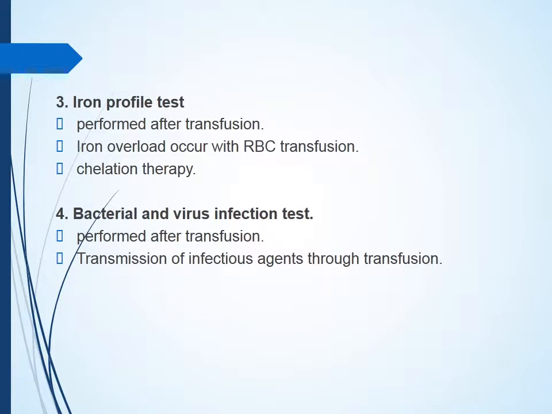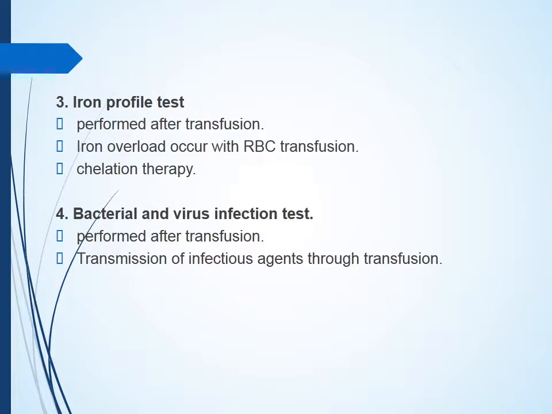The third test for patient management is the iron profile test. Iron overload is one of the major complications of regular red blood cell transfusion in thalassemia. Excess iron is deposited in body organs, especially the pancreas, liver, pituitary, and heart, causing fibrosis and eventual organ failure.